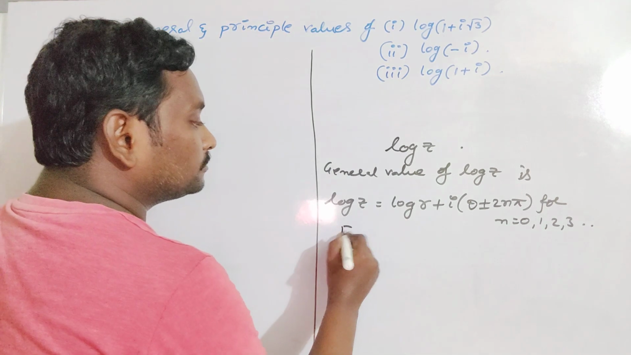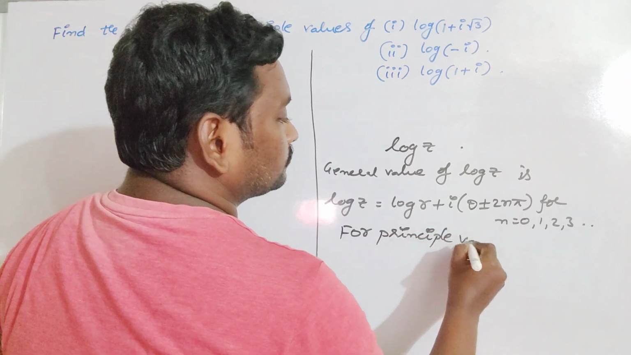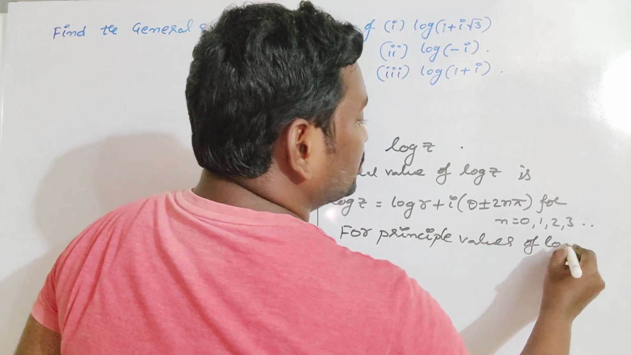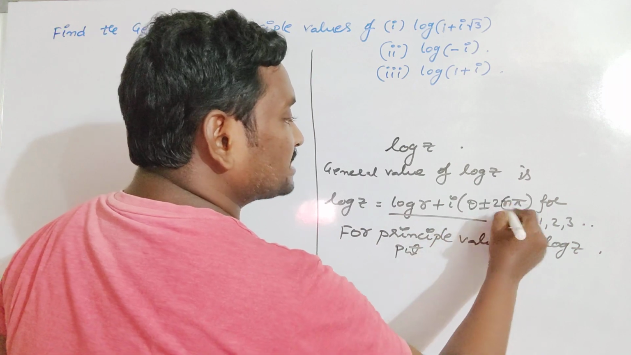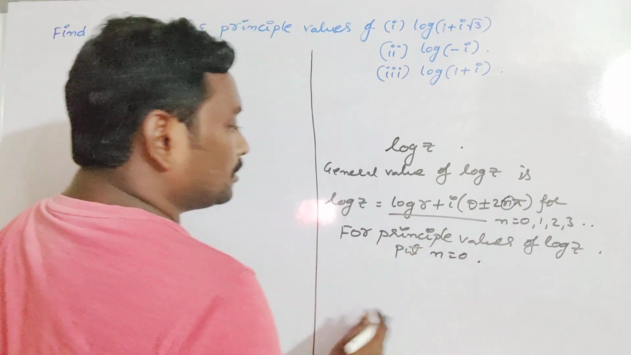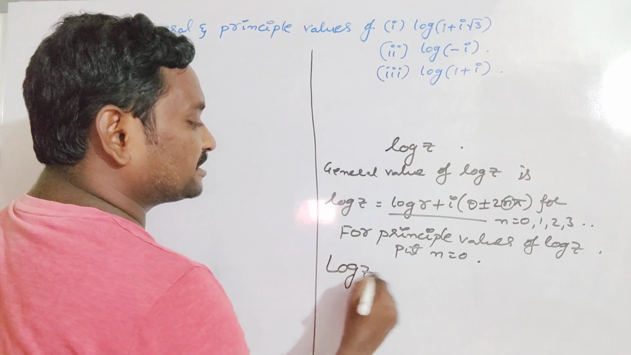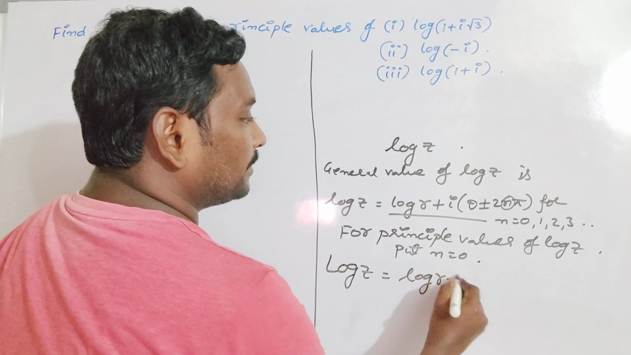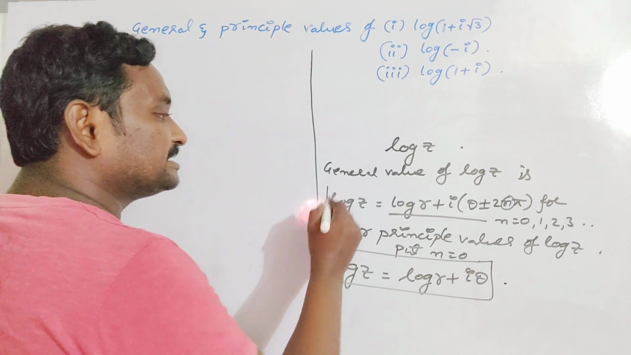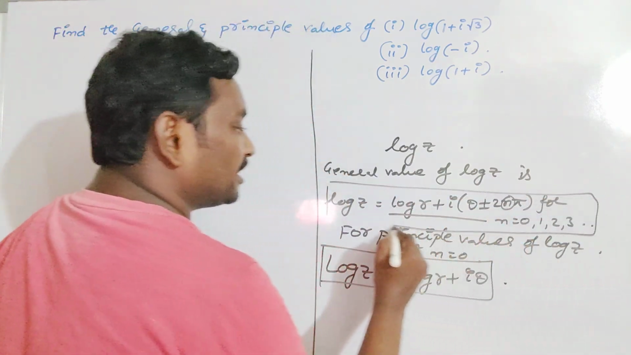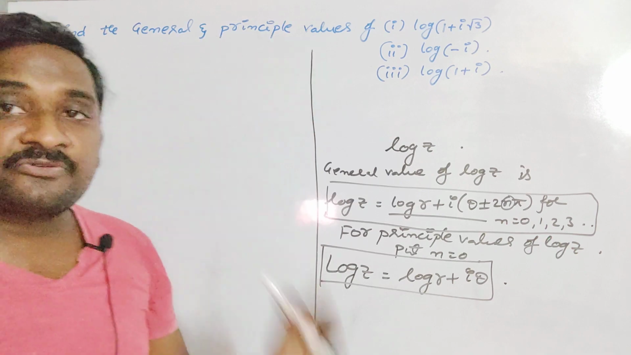For the principal value of log z, we should replace n with 0. Just in the general solution, we have to replace n equal to 0. So the principal value of log z is represented by capital L. Log z is equal to log r plus i theta only. This is the principal value for log z and this is the general solution. If you have knowledge of both formulas, you can solve this type of problem very easily.